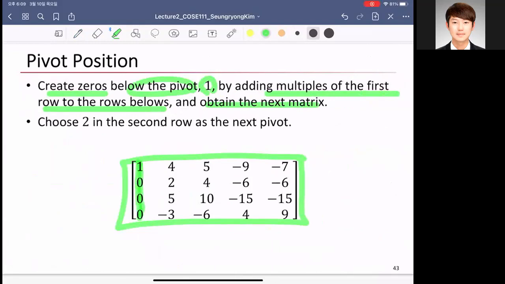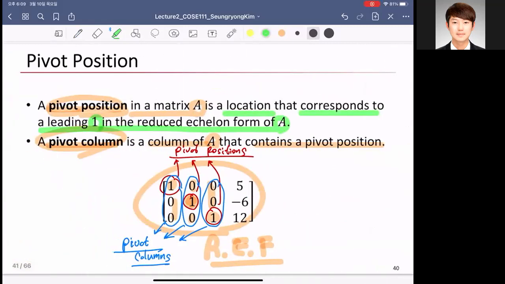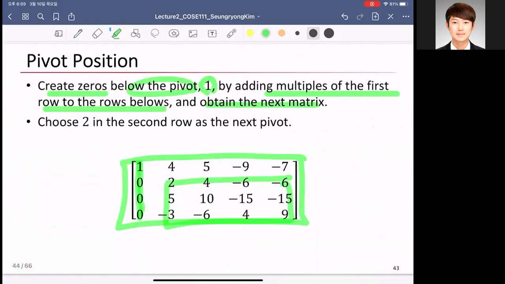Then we can do similar thing on here, right? How can I do that? Because our goal is to make echelon form. Let's forget here and let's just focus on here to make this matrix as this kind of form, right?